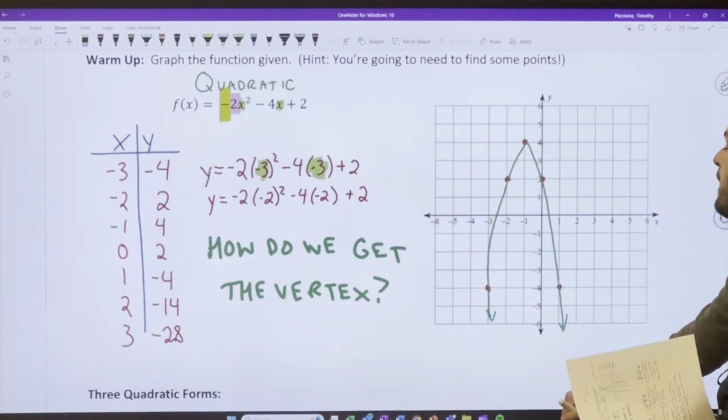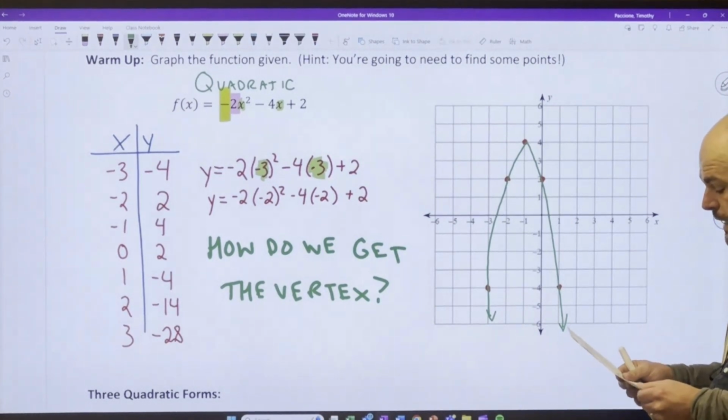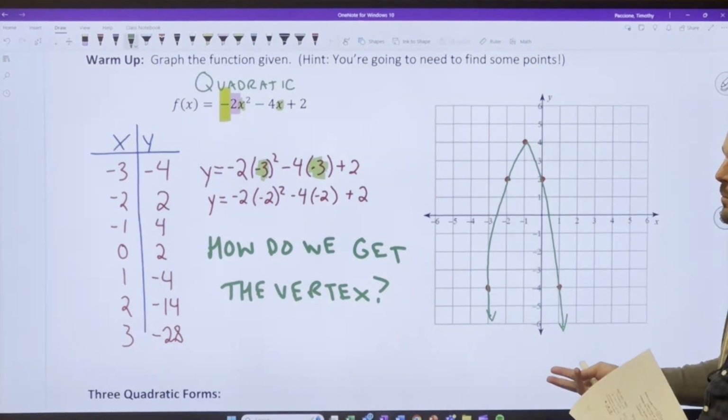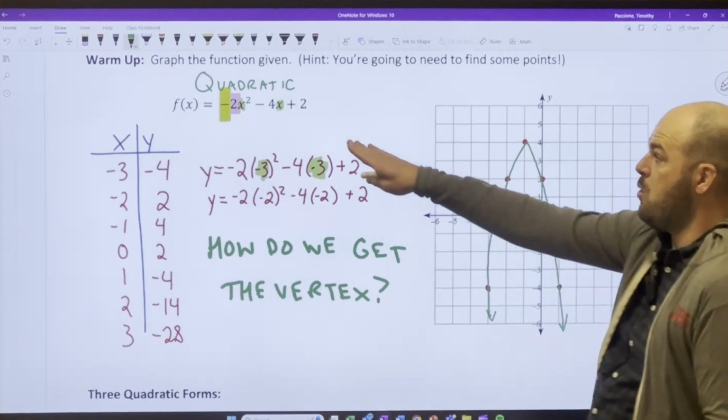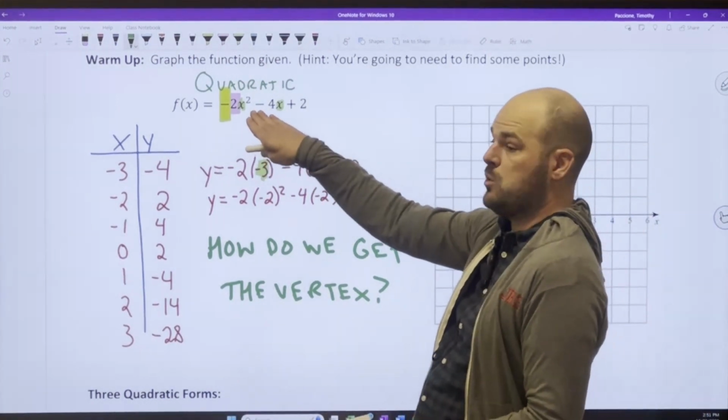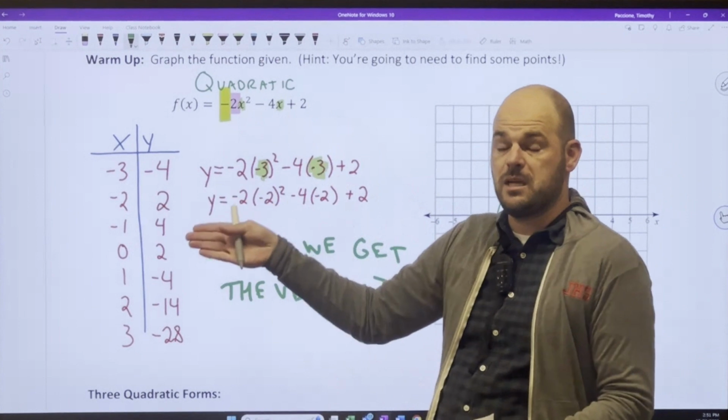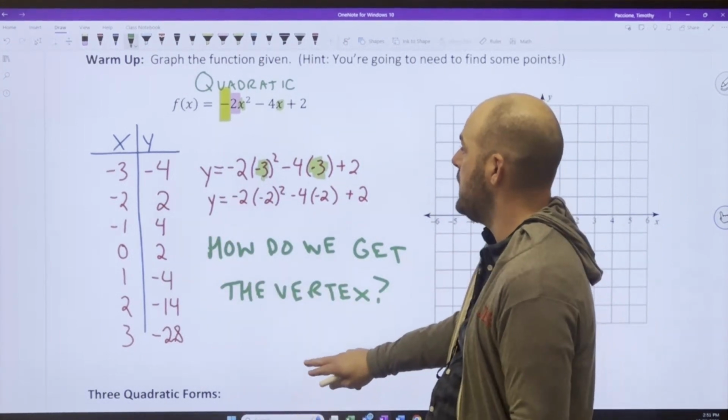Okay? Now, what we need to do is talk about the forms of a quadratic, so we can know what this is. Like, what is this that we're looking at? Because it's not vertex form, so it's got to be something else, right? So we're going to talk about that next, okay?